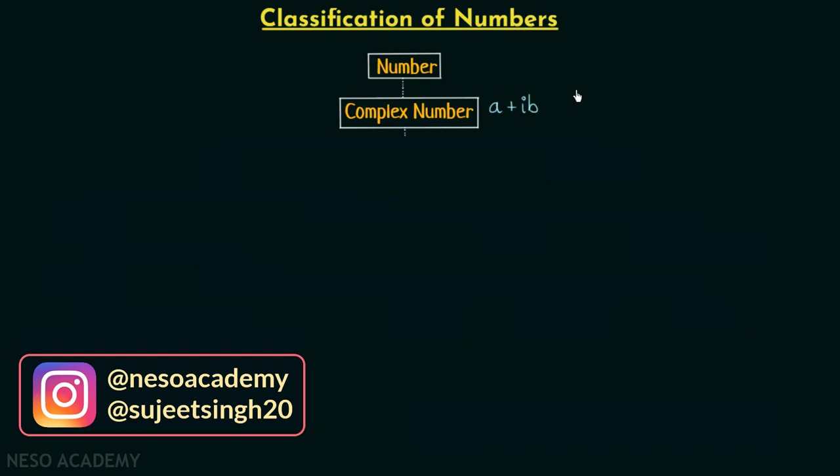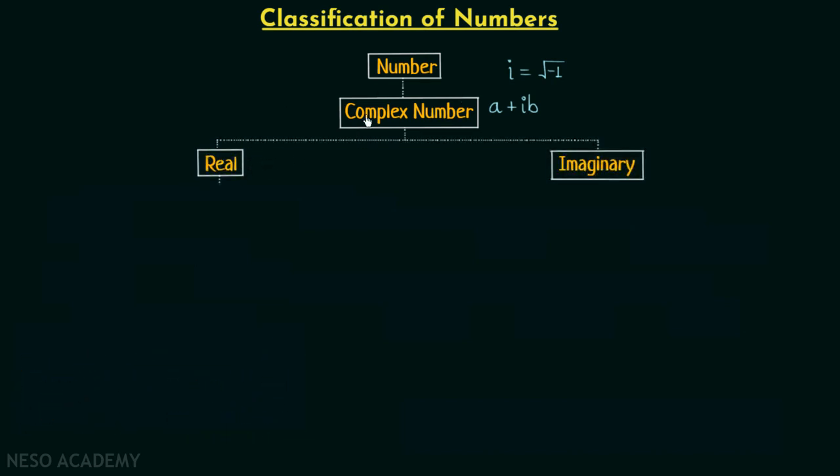We will see what are real numbers, and i is the imaginary unit, and this i is equal to under root minus 1. Now, depending on the value of a and the value of b, complex numbers can be classified into two types. The first one is real number. The complex number will be real when b is equal to 0. When b is equal to 0, the complex number will be equal to a, and we already know that a is a real number, so we have the complex number as real.